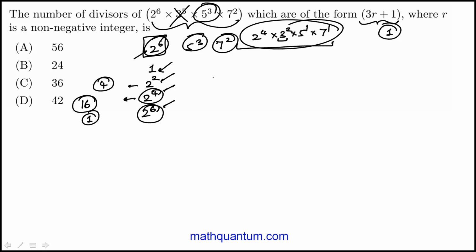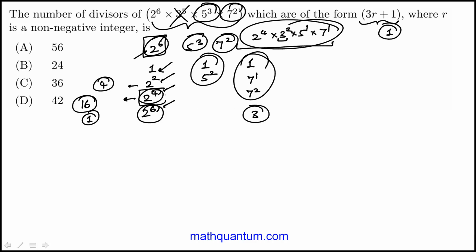We'll do the same thing with 5 cubed. It would be 1, and then 5 squared, which is 25, also gives you a remainder of 1. So those are my 2 choices here. And same thing with 7 squared. It could be 1, 7 to the 1, 7 squared. So we have 3 choices here.